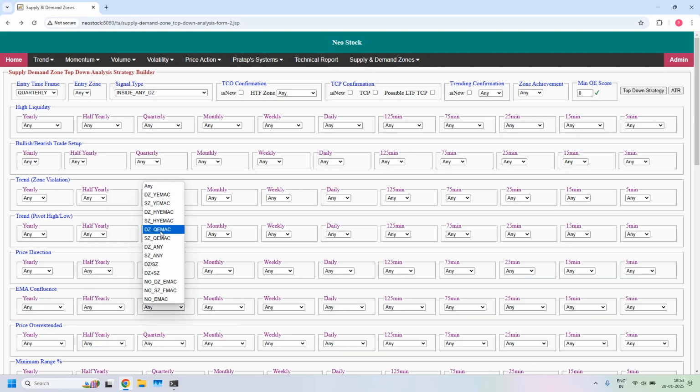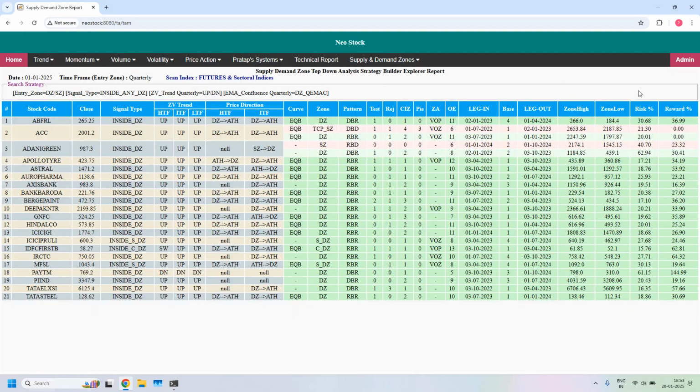Quarterly demand zone having quarterly EMA Confluence, and also the trend in quarterly time frame should not be sideways, because EMA Confluence does not give any advantage if the trend is sideways. EMA Confluence works only in the trending market, that is up or down trends. So let me filter. See, now the list has come down to 21, and all these 21 quarterly demand zones are having quarterly EMA Confluence.